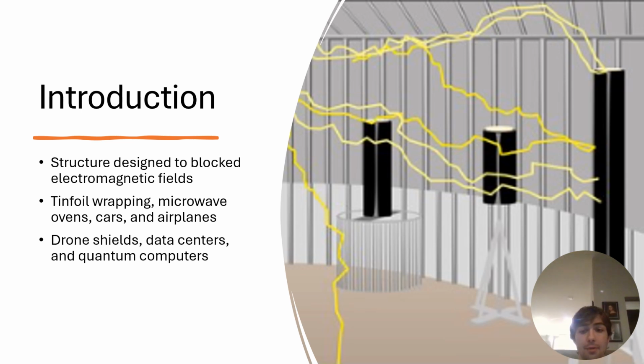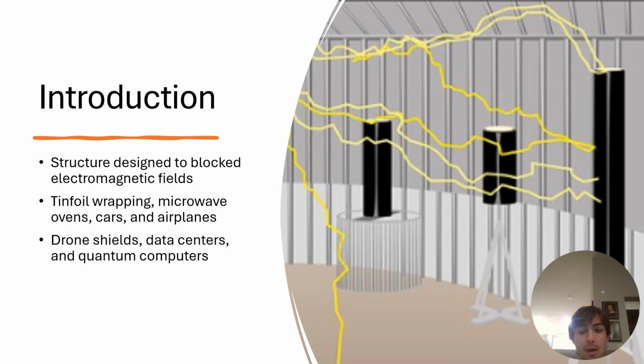Let's say you wrap your phone in tinfoil, it will be unable to receive any signals such as phone calls or anything being sent to it will be removed. Cars and airplanes need Faraday cages to protect people from the environment, such as electricity.